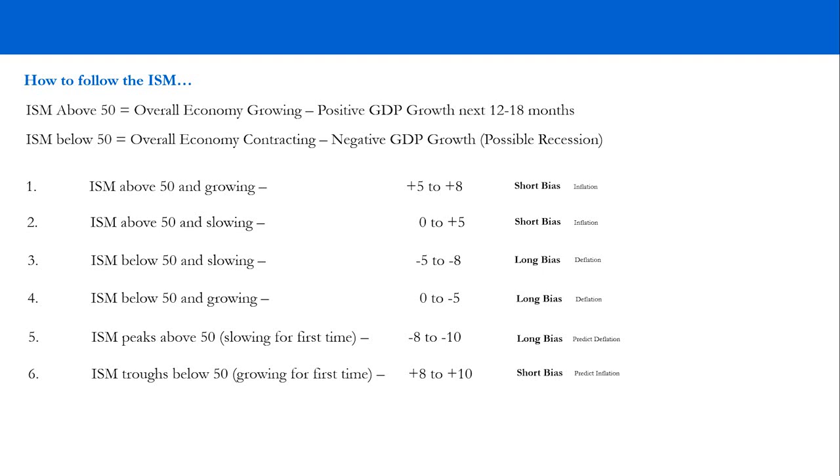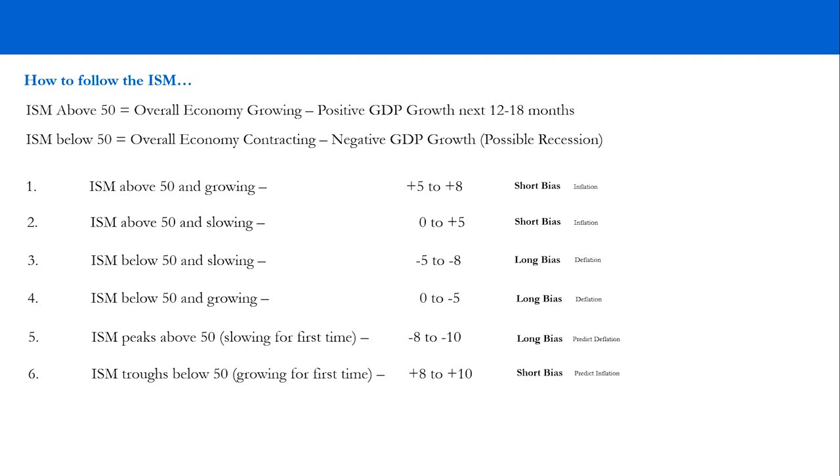So we scorecard for our currencies in the following way. If the ISM is above 50 and growing, we will give a fairly high inflationary score, which is a +5 to a +8 on the scorecard. And an inflationary score tends to give us a short bias on the currency. If the ISM is above 50 and slowing, we're looking at a 0 to +5 score.